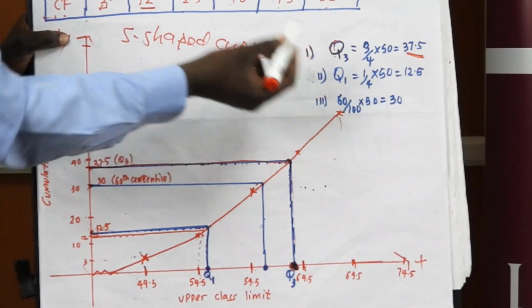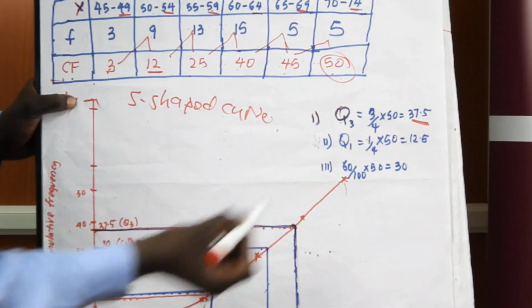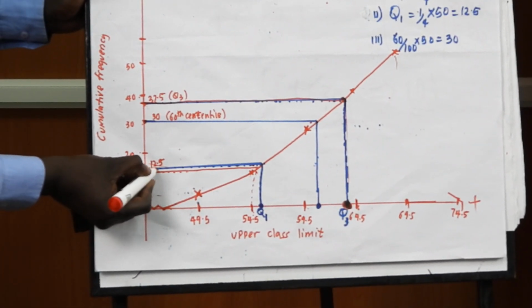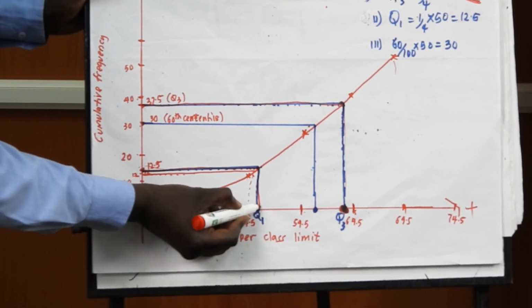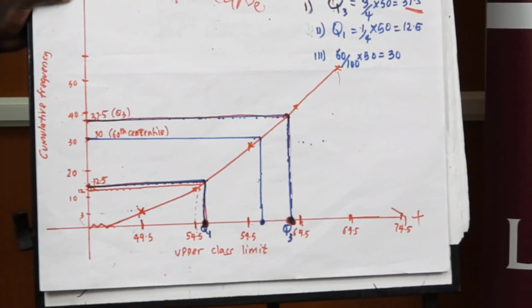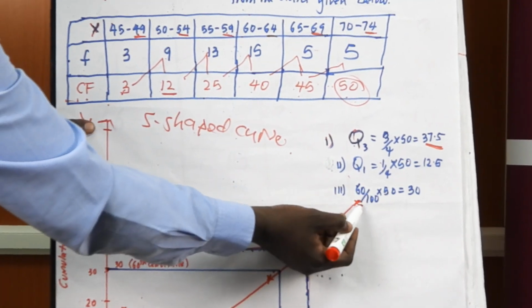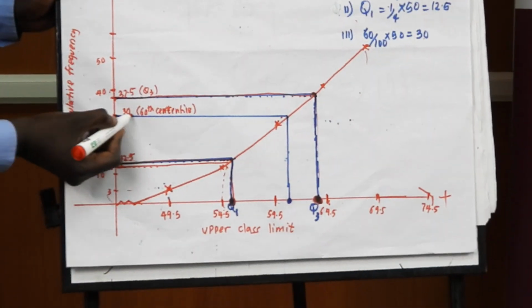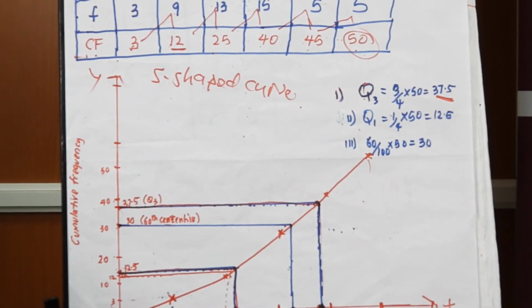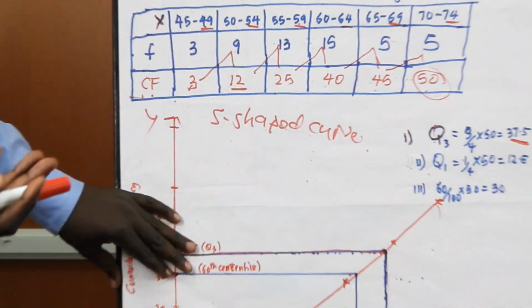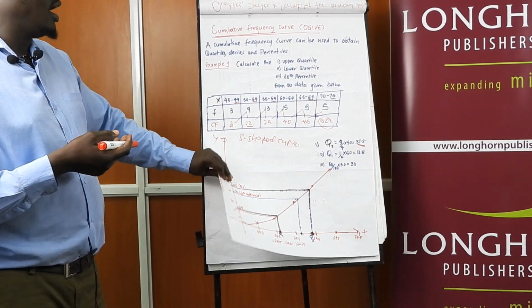If you want Q1, it's 1/4 of 50. There are 50 students, so 1/4 of 50 is 12.5. So we look for 12.5, draw a line parallel to the x-axis. Where it meets the curve, go down vertically, and that will be Q1. And if you want the 60th percentile, 60% of 50 is number 30. So we'll go to 30, draw a line, and where it meets the curve, go down. That will be our 60th percentile. So that is the second method of getting quartiles, deciles, and percentiles using an ogive.